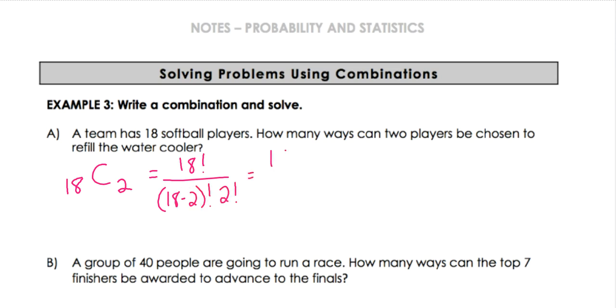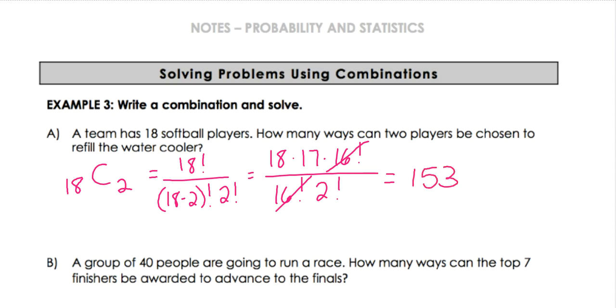So again, simplifying that out, I'd have 18 times 17 times 16 factorial, because on the bottom, when I do the 18 minus 2, that's 16 factorial times 2 factorial. So the 16 factorials cancel each other out. We're left with 18 times 17 over 2 times 1, which would be 153 ways we could choose 2 players out of the 18 to go refill that cooler. All right, looking at the next one.